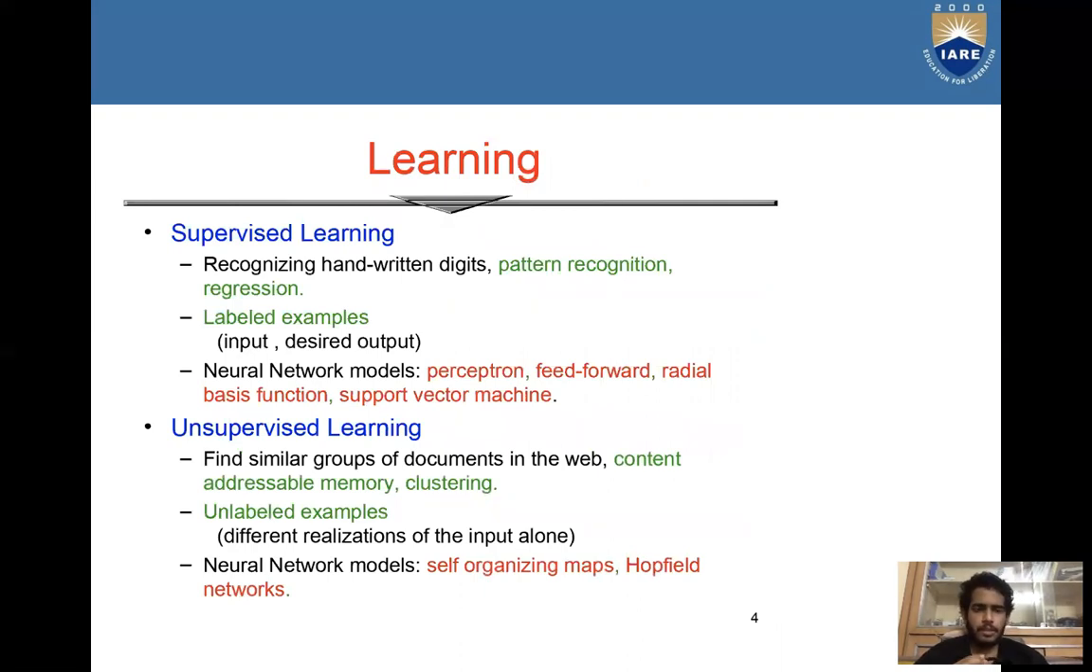Now, there are basically two types of learning: supervised and unsupervised learning. Supervised learning means we provide labeled examples, that is, input and desired output. Whereas in unsupervised learning, we provide unlabeled examples, that is, different realizations of input alone. The following are examples of supervised learning: recognizing handwritten digits, pattern recognition, regression, etc. Neural network models like perceptron, feed-forward, radial basis functions, and support vector machine are all supervised learning. Models like self-organizing maps and Hopfield networks are unsupervised learning.